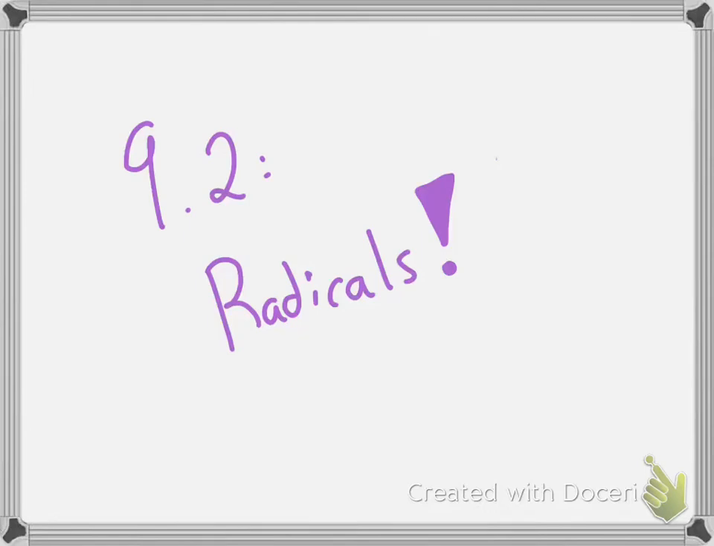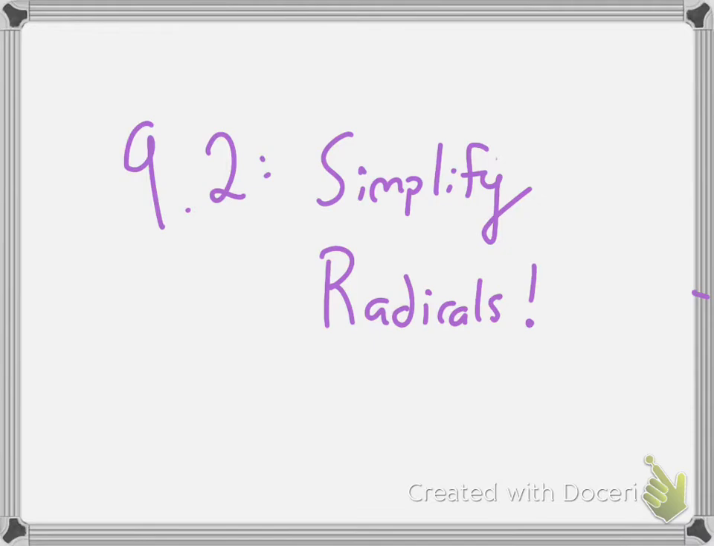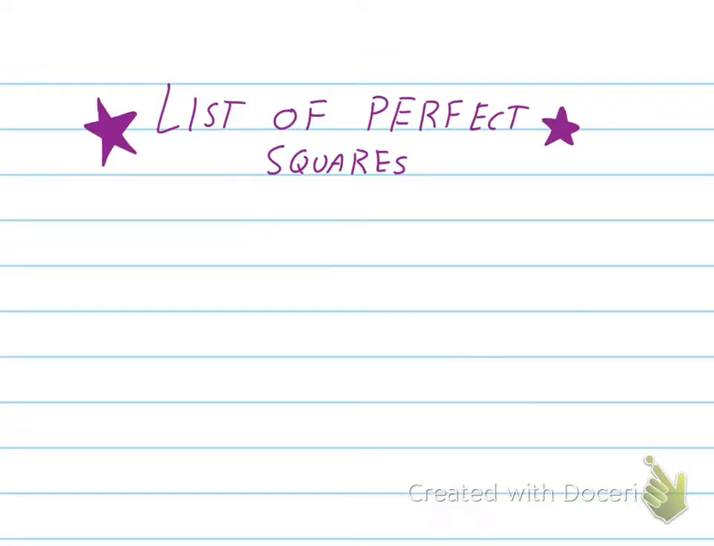Triangles a little bit, and we're just going to focus on radicals, and specifically simplifying them. You don't have to write that down, though. First things first, I'm going to have you write a list of perfect squares in your notebook.